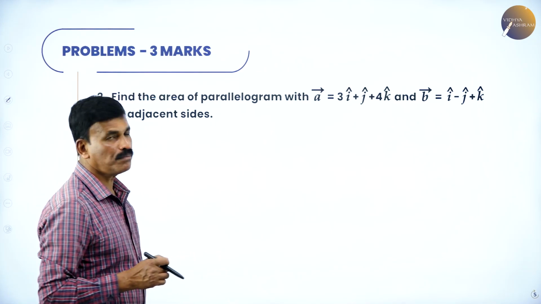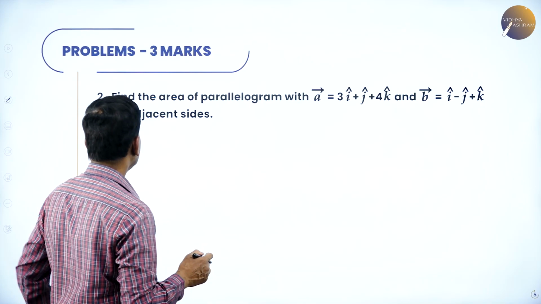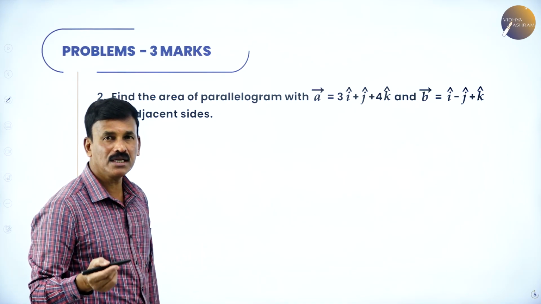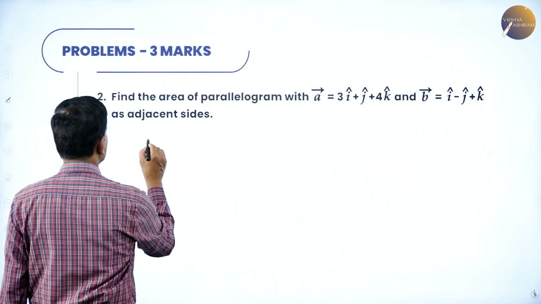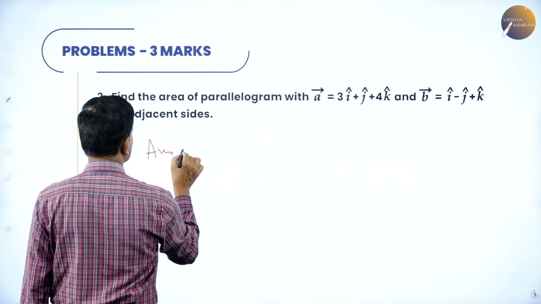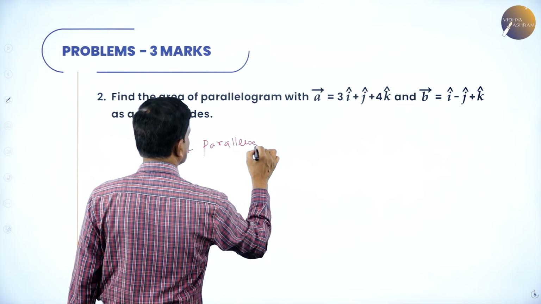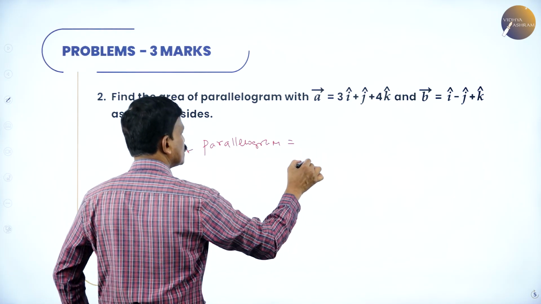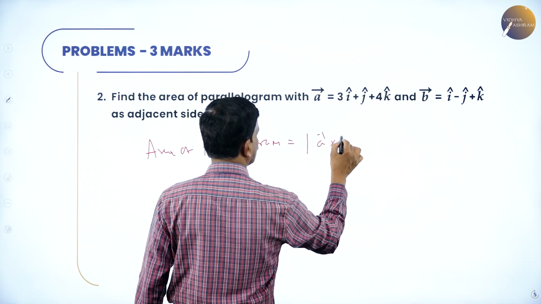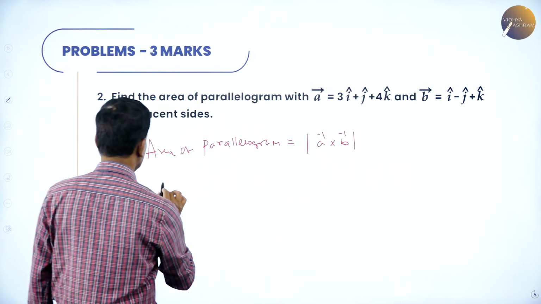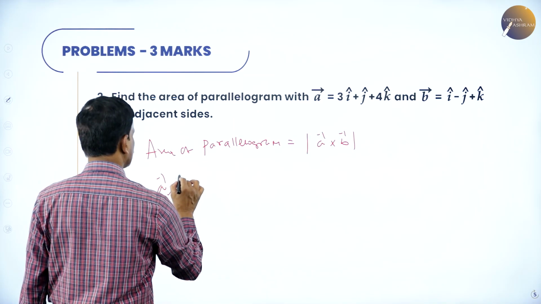Find the area of the parallelogram when the adjacent sides are given. So area of a parallelogram, whenever the adjacent sides are given, is length of A cross B. That's it. So find out A cross B. This is also an important problem.